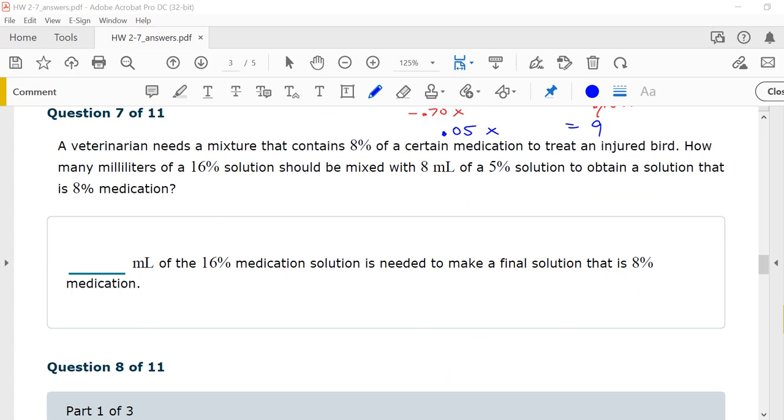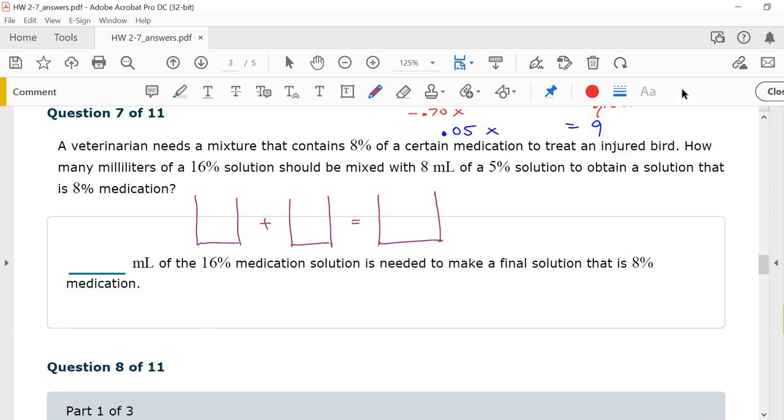Question 7 is very, very similar. A vet needs a mixture that contains 8% of a certain medication to treat an injured bird. How many milliliters of a 16% solution should be mixed with 8 milliliters of a 5% solution to obtain a solution that is 8% medication? I need to go with my solution mixtures. I'm mixing 2 different things and getting a mixture. Okay, percentages.